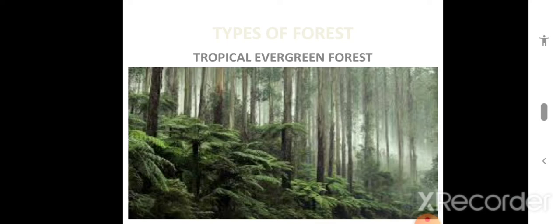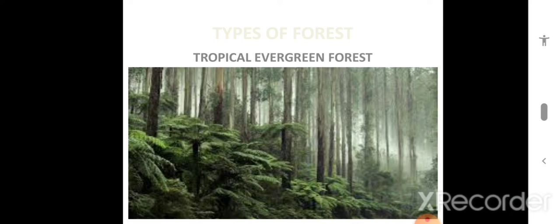Tropical evergreen forests are found in the Amazon and Orinoco basins of South America and Southeast Asian countries like Indonesia and Malaysia. In India, these forests are found on the western slopes of the Western Ghats in Kerala and Karnataka. They are also found in the Garo, Jaintia and Khasi hills.